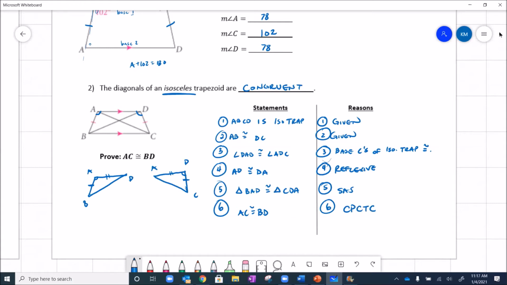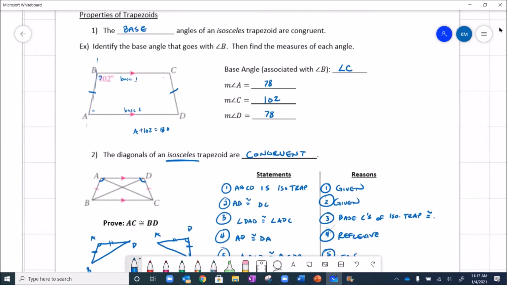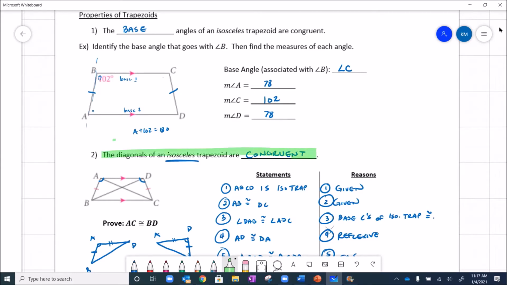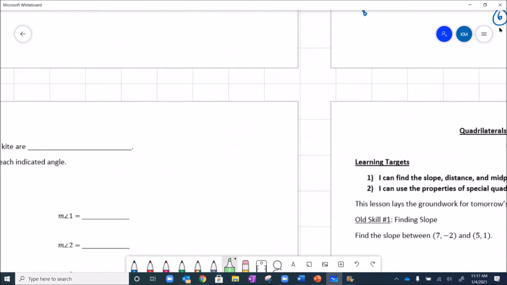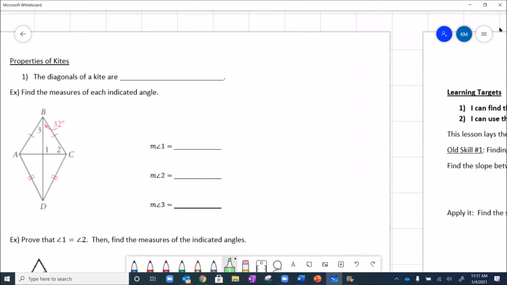All right, so all that to say, these are two important properties of an isosceles trapezoid. The diagonals of isosceles trapezoids are congruent, and the base angles of isosceles trapezoids are congruent. Those are two things. Okay, so we'll do an example and a proof, trying to get that locked in our mind. Okay, let's talk about kites.